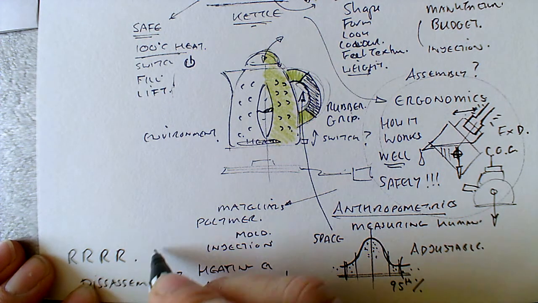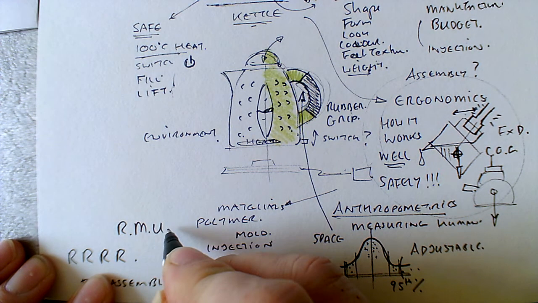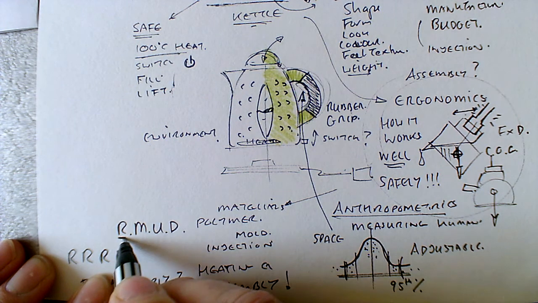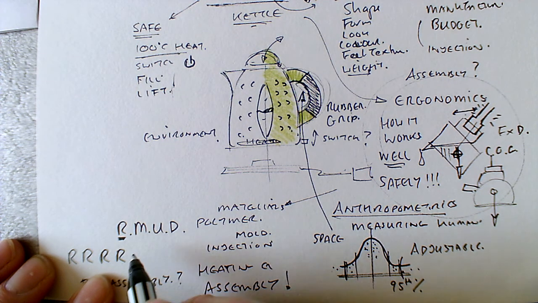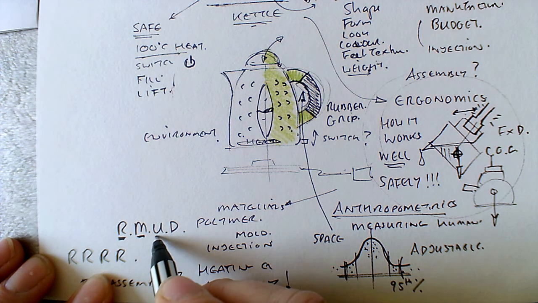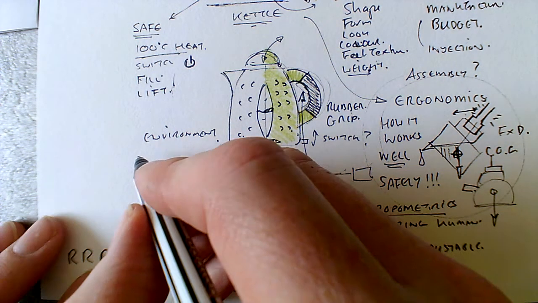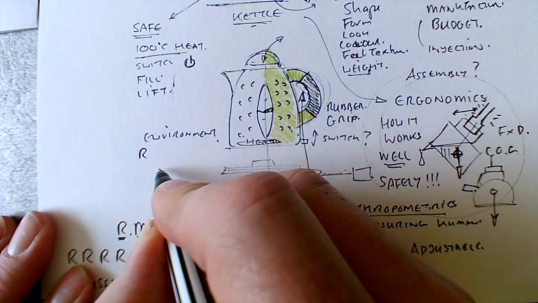And I'll use a little terminology, another little mnemonic, which is MUD. The raw material. Can I change the raw material? Can I change the manufacturing process? Can I change the use? And can I change the disposal? How I get rid of it? So I'm going to do that.